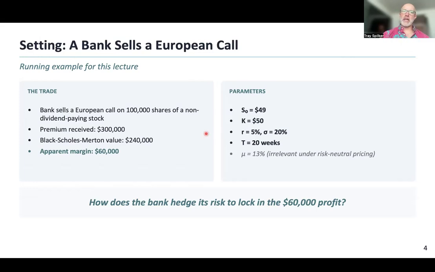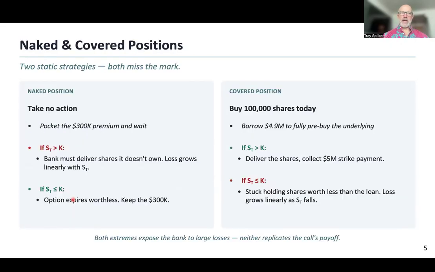When we plug all this information in, the Black-Scholes-Merton model gives us a value of $240,000. So it looks like, on paper at least, we've booked a $60,000 profit. But the apparent margin here, that $60,000, is what we're going to try to lock in. The whole problem of dynamic hedging, which is where we're going to be moving into, is how does the bank hedge its risk to lock in the $60,000 in profit? We're going to need to be trading in the underlying stock. Okay, so let's walk through the example here.